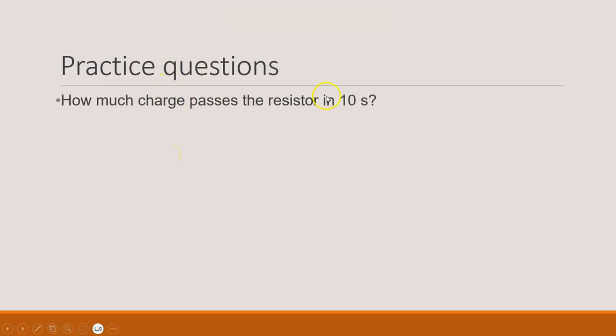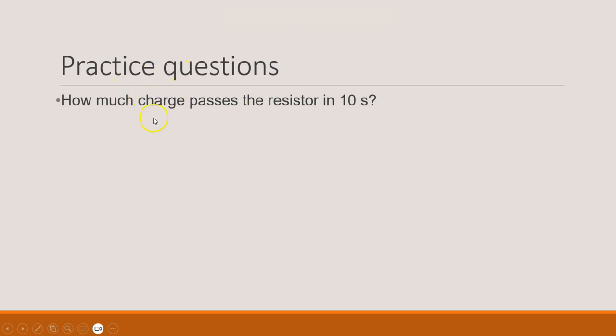How much charge passes the resistor in 10 seconds? Now, I find that by this stage, my students have forgotten the two very important formulas of I equals Q over T and V equals E over Q. You tend to be very focused at this point on R equals V over I. However, you've got two more formulas that allow you to calculate current and voltage.